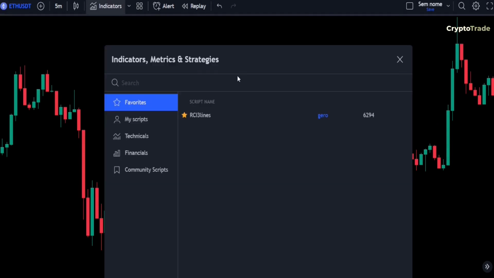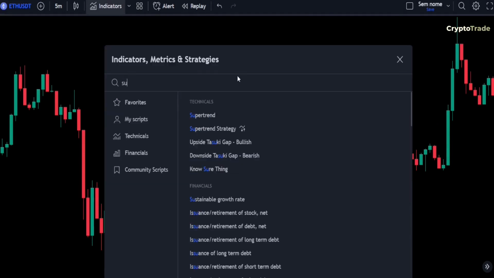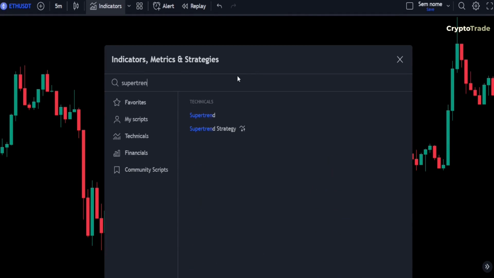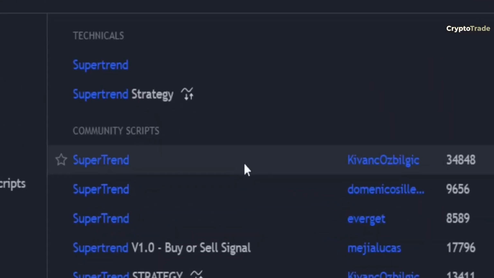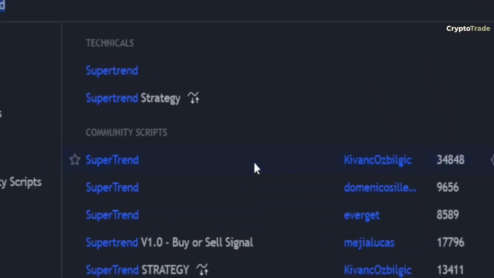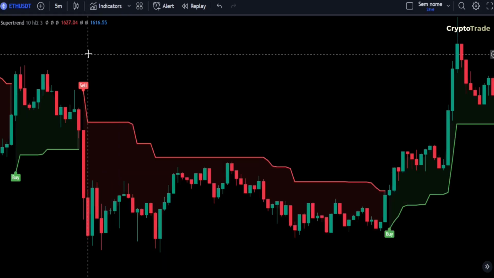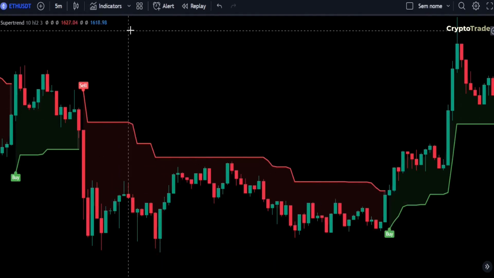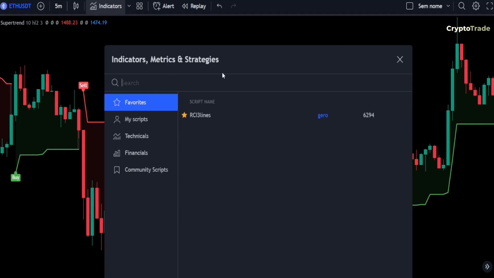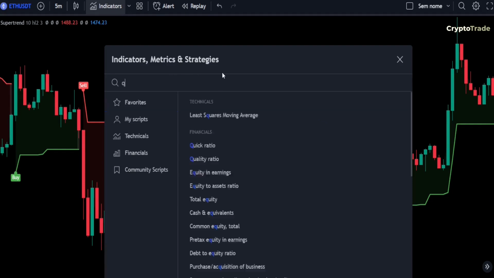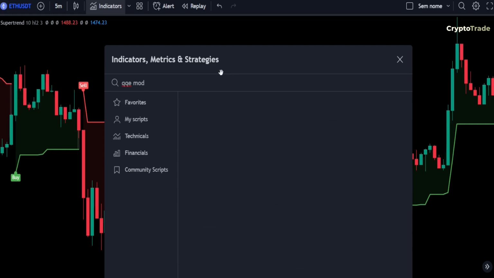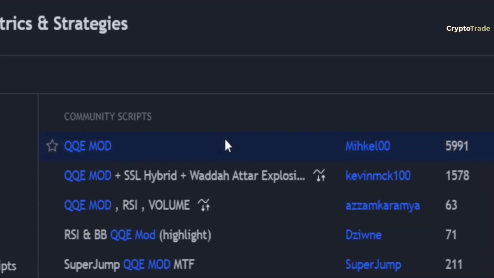To add the first indicator to the chart, open the indicator search bar in TradingView and type SUPERTREND. Select the indicator as shown in the video. To add the second indicator to the chart, open the indicator search bar in TradingView and type QQE MOD. Select the indicator as shown in the video.